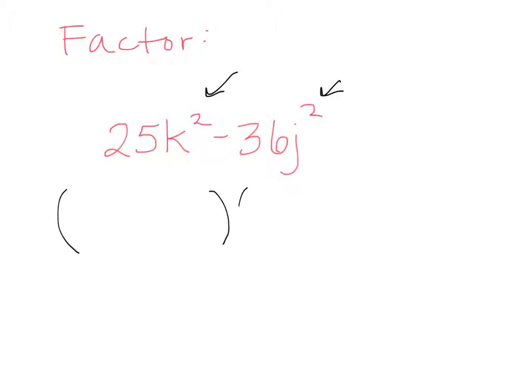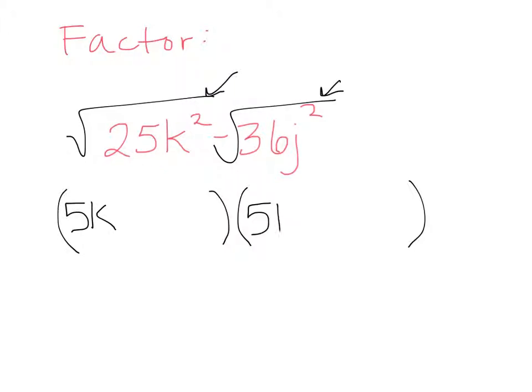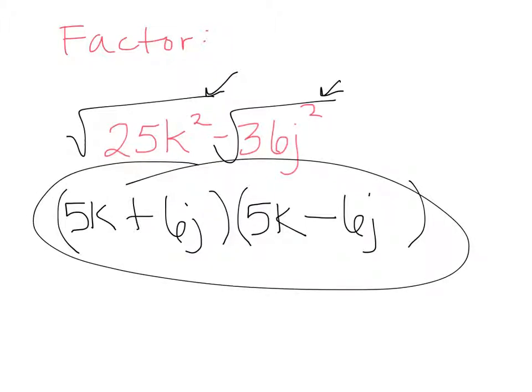If you remember correctly, the way that we do difference of squares is you set up your answer, and then since it's difference of squares, you square root. So 25k squared is 5k and 5k, plus minus 36j squared becomes 6j and 6j. Now I know I'm done because everything's linear and there are no squares left.